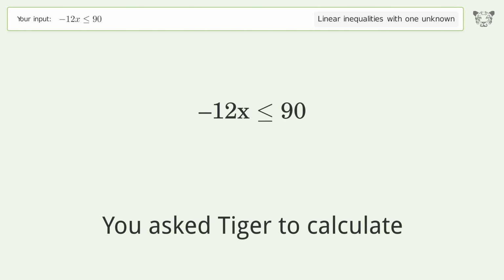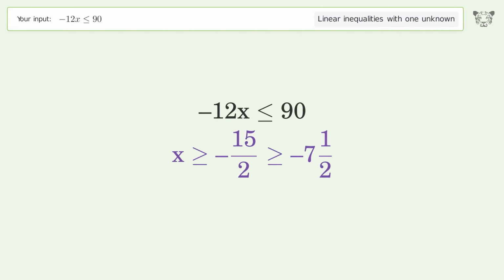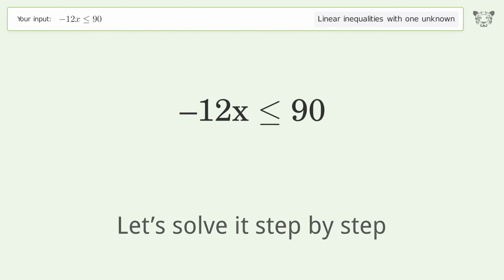You ask Tiger to calculate. This deals with linear inequalities with one unknown. The final result is x equal or greater than -15/2 equal or greater than -71/2. Let's solve it step by step.